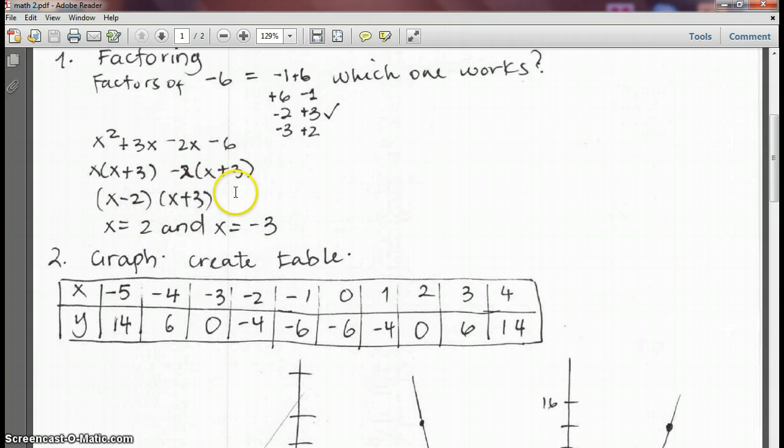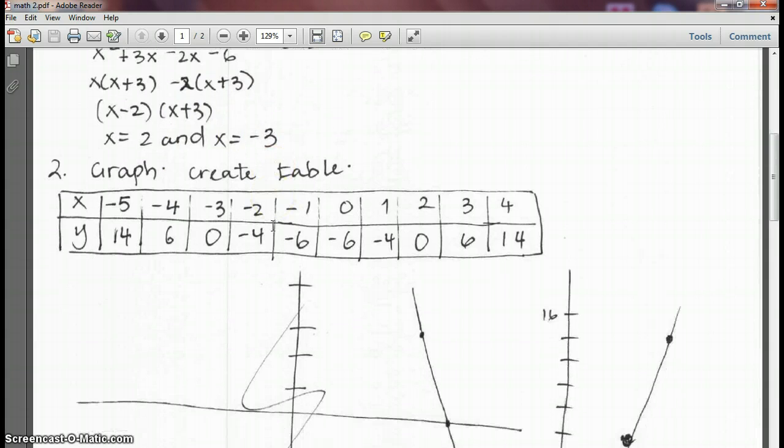Since this equation is equal to 0, I bring the x minus 2 to the other side, which gives me plus 2, and I bring the x plus 3 to the other side, and it gives me minus 3.